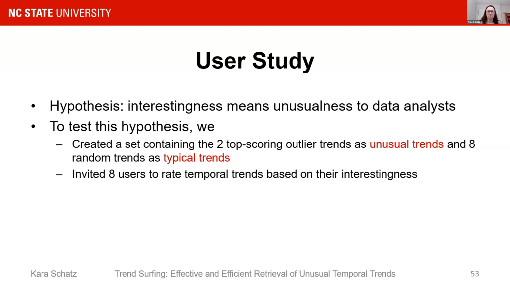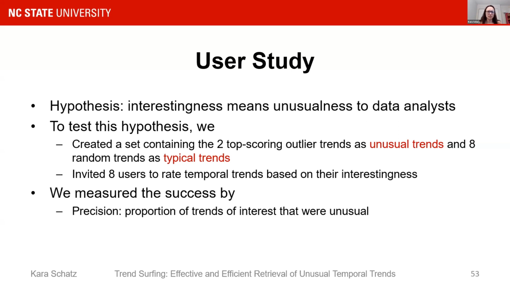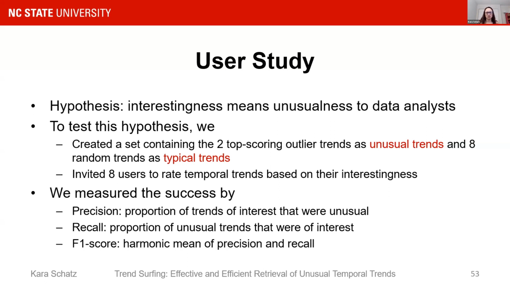We measured the success of the hypothesis using precision and recall, where precision is the proportion of trends of interest that were unusual, and recall is the proportion of unusual trends that were of interest. We also used the F1 score, which is the harmonic mean of precision and recall, and balances the two.